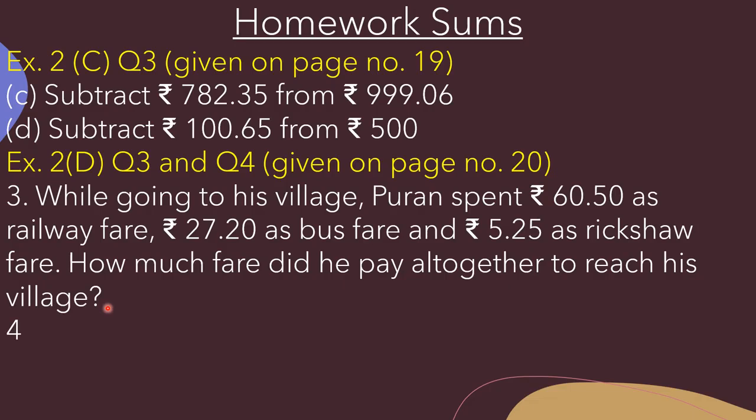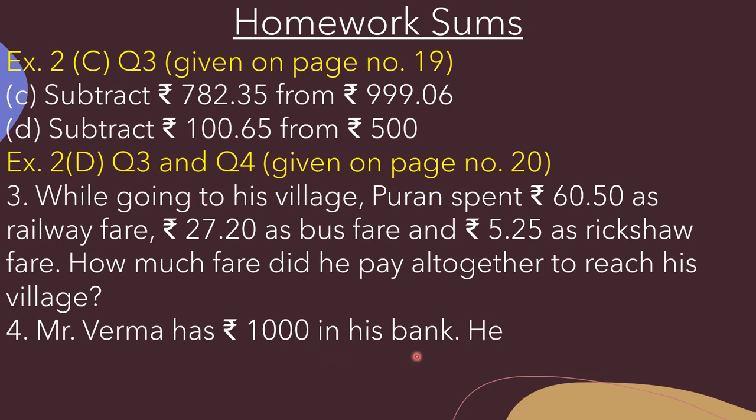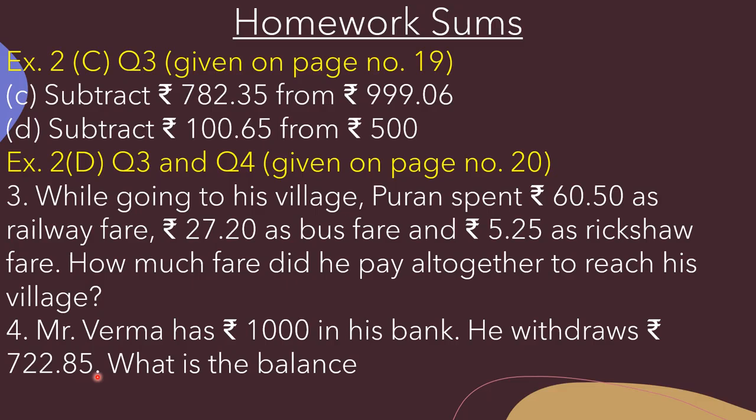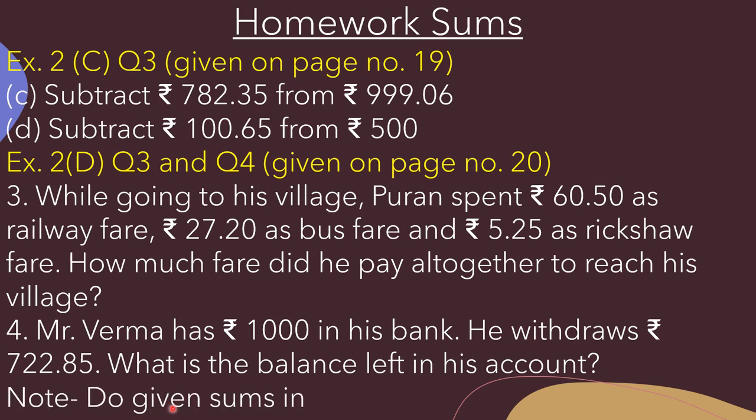Okay. Now question number 4. It is given, Mr. Verma has rupees 1000 in his bank. He withdraws rupees 722.85. What is the balance left in his account now? So here in this question you have to find out the leftover part. Okay, so for that you need to subtract the amounts. Do given sums in the notebook.